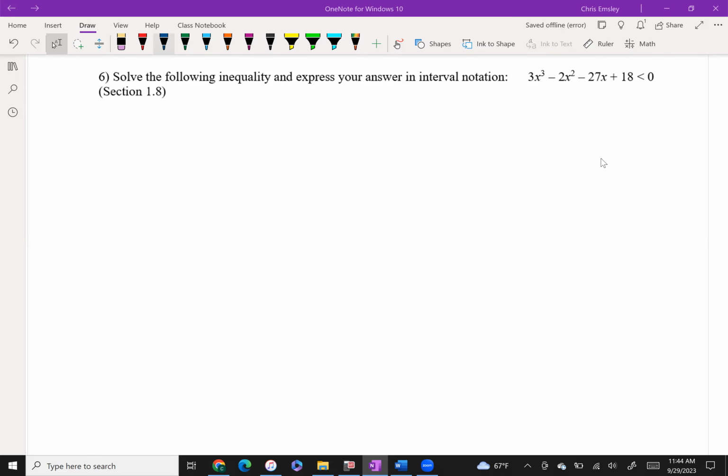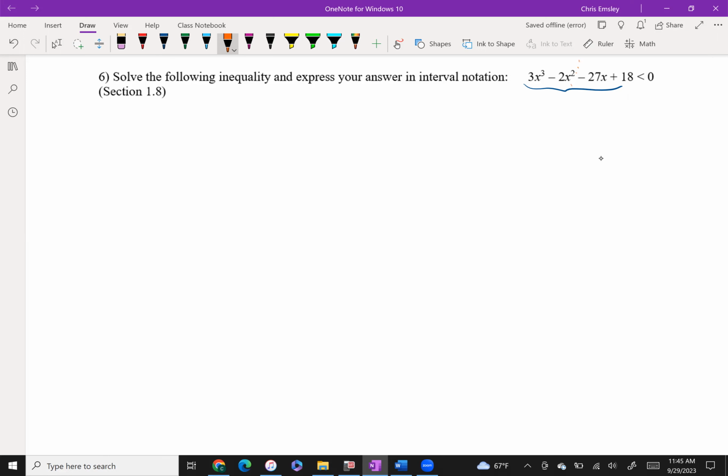Okay, number 6 on our review. What we have next is one of our polynomial inequalities. We need to figure out where this polynomial is less than 0. We're going to start off by finding the zeros. Okay, we start off kind of like we would if it were an equation rather than an inequality.